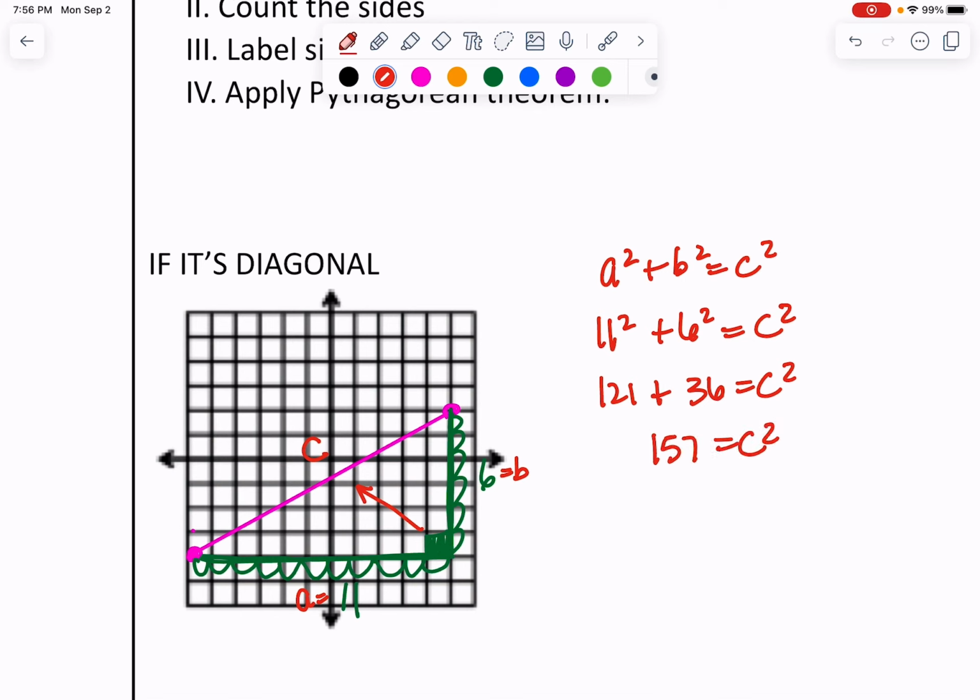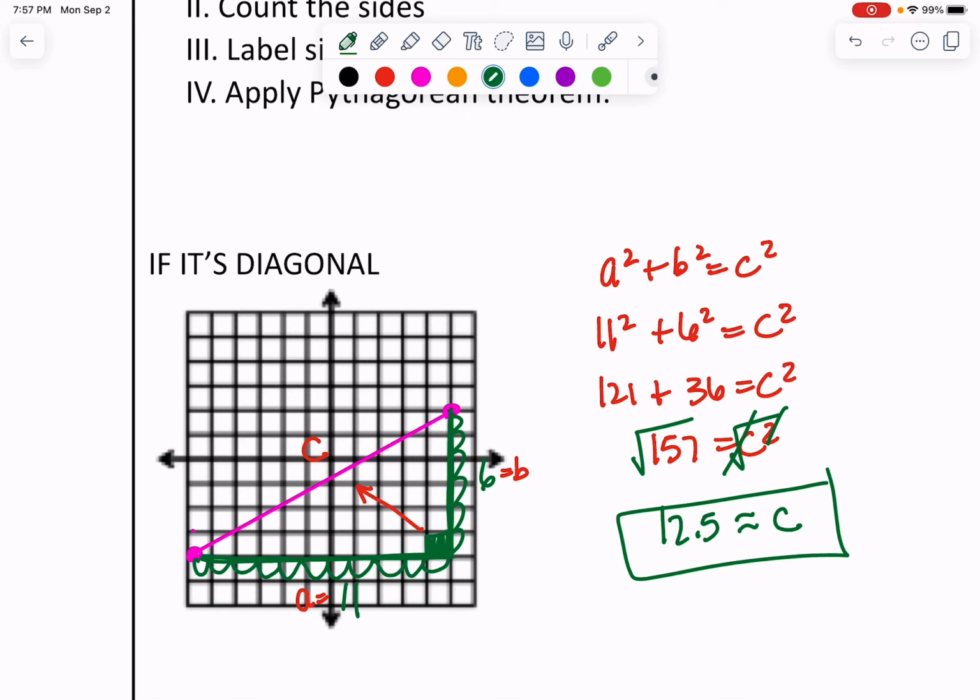157 is C squared. Now remember that to find C, which is what I'm looking for, I have to take the square root of both sides, because those are opposite operations. And the square root of 157, rounded to the nearest tenth, is 12.5. Now that's approximate because it is rounded.